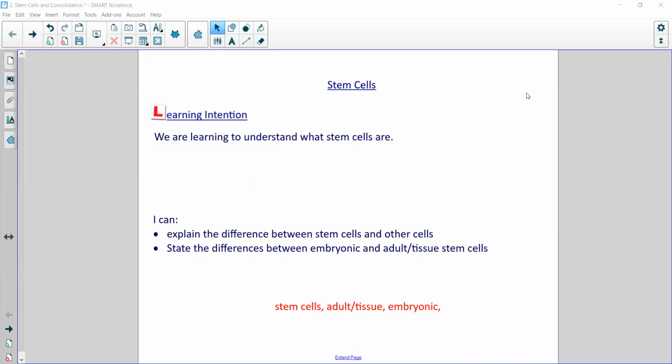Hello and welcome to the second lesson in the producing new cells topic, and this is the last one as well, and it's all about something called stem cells. So today we're going to have a look at what stem cells are and explain the difference between them and the other cells in our bodies, and look at the differences between two types of stem cells, which are called embryonic and tissue or adult stem cells.